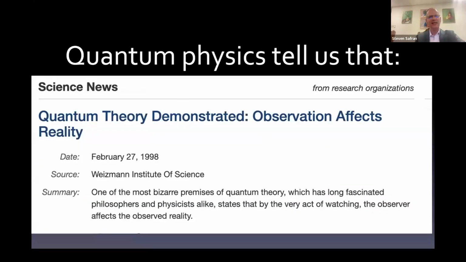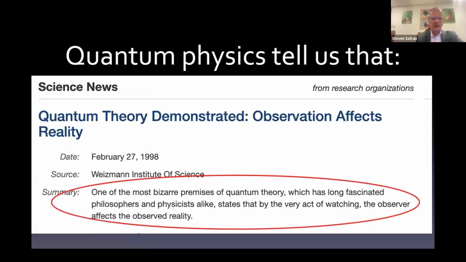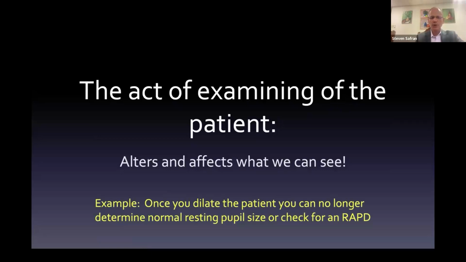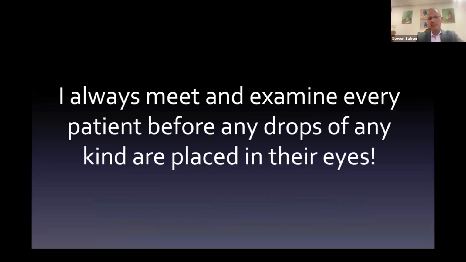Now, quantum physics tells us that just the act of observing things, just by watching, the observer affects the observed reality. And we see this in ophthalmology in that the act of examining the patient alters and affects what we can see. For example, once you dilate the patient, you can no longer determine normal resting pupil size or check for an RAPD. And once you muck up the ocular surface by taking the pressure or putting drops or anything in, you really don't get accurate readings, keratometry, that reflect what you want to see.